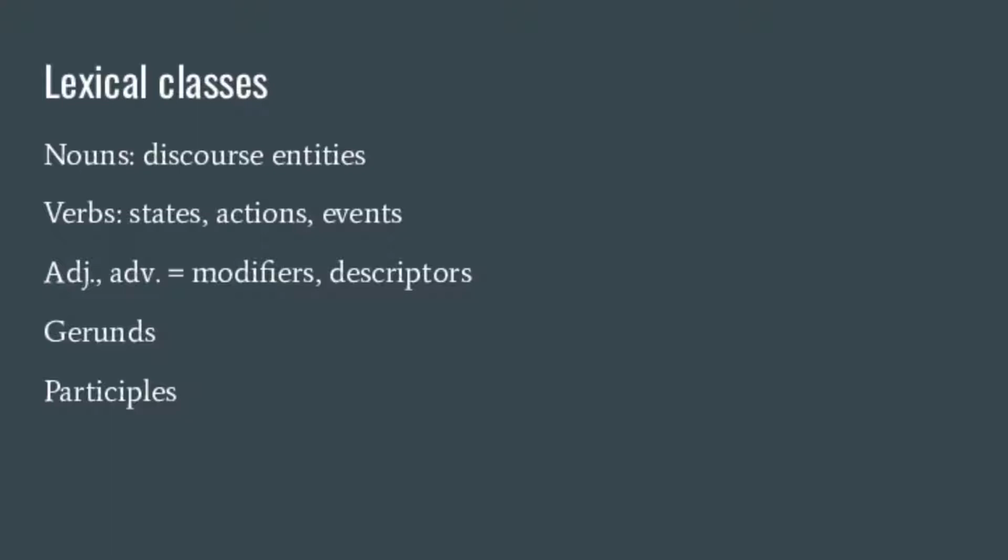Verbs tend to represent things like states, like exist, or actions and events, like swimming and eating. Adjectives and adverbs are modifiers or descriptors. We have gerunds, which kind of function as nouns and verbs. They are kind of events that also are things you talk about. I like eating chocolate. And participles are like adjectives, verbs functioning as adjectives, so that might have kind of an event meaning, but also a descriptor or modifier function.